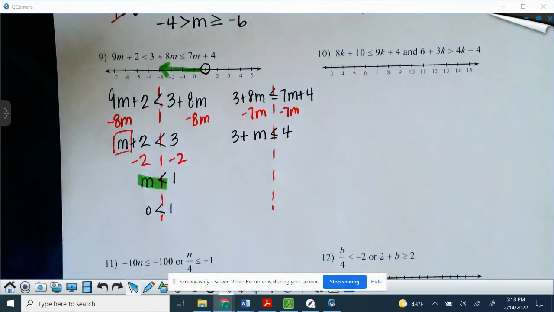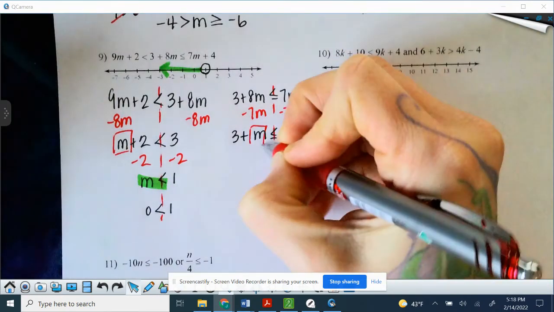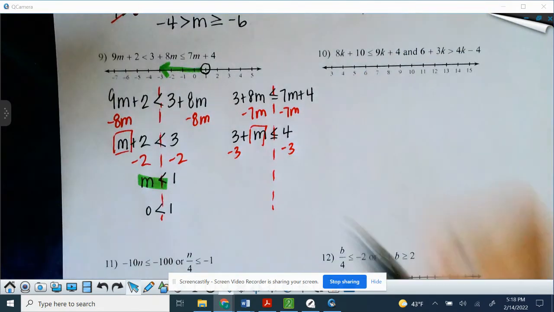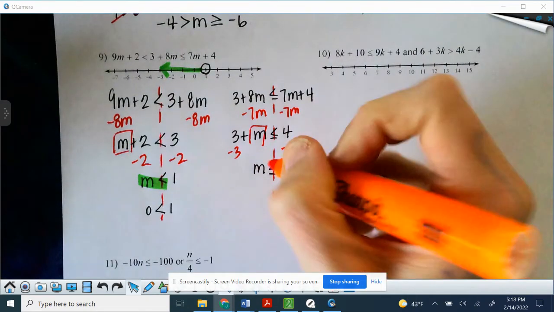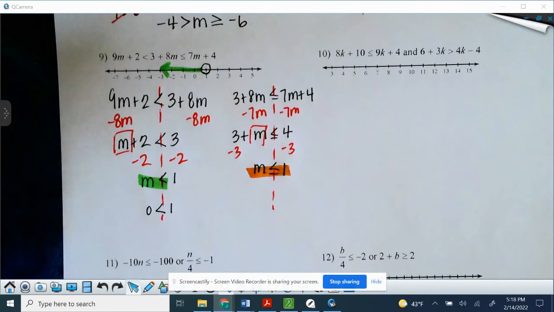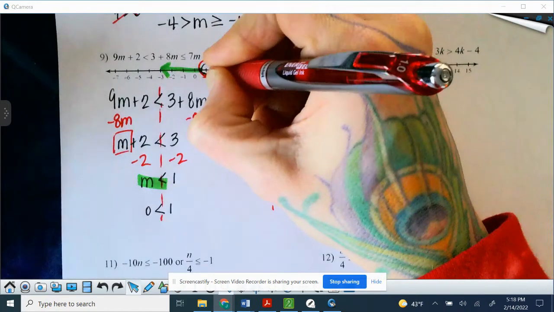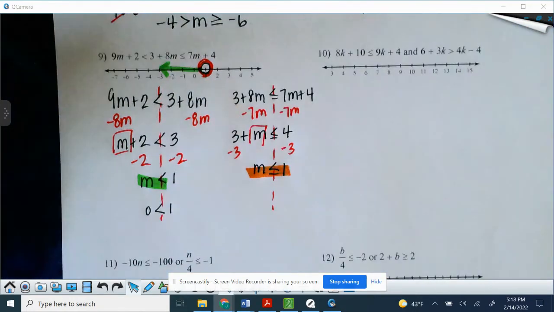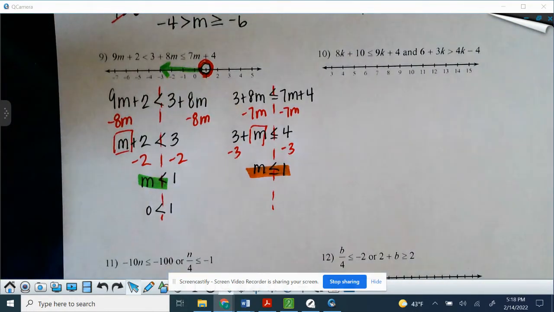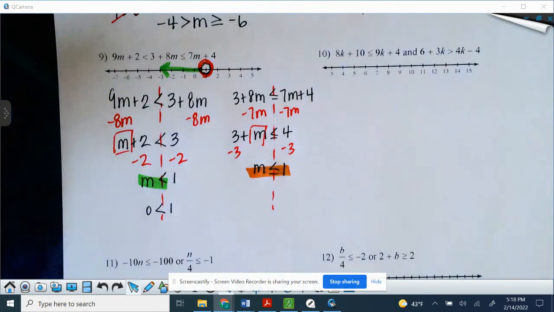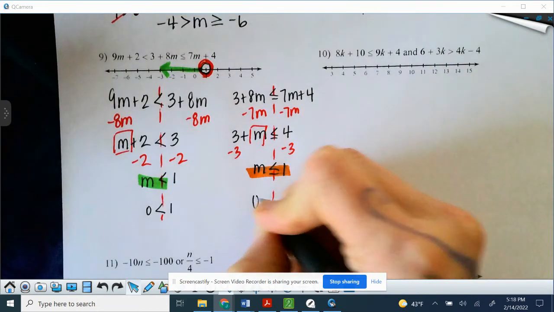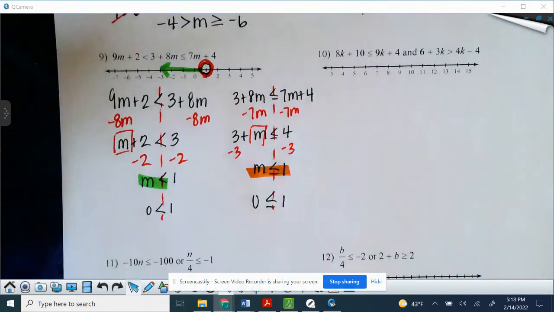And then from there, I need m by itself. So I'm going to subtract 3. m is less than or equal to 1. So we're done with that guy. So we're going to go up there to positive 1, and we're going to have a solid circle at positive 1. And then if you want to do your test, 0 is less than or equal to 1.